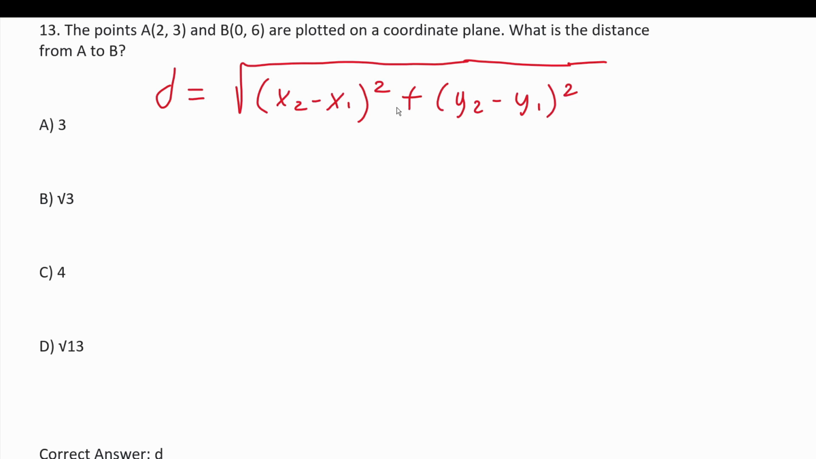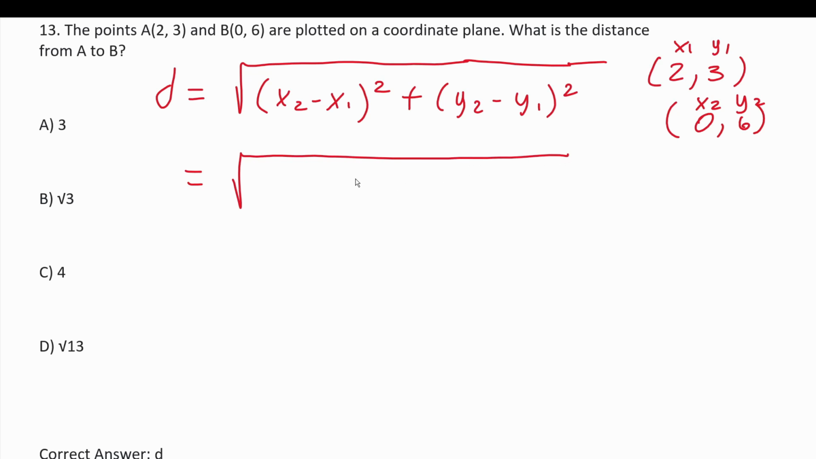Again, where do we get x2, x1, y2, and y1 from? Those are the values from our ordered pairs. We have this ordered pair (2, 3), and this ordered pair (0, 6). Call this one x1, y1, and this one x2, y2. Now all we have to do is plug those values in. We have x2, which is right here, 0 minus x1, which is 2, squared. Y2 is here, 6 minus y1, that's here, that's 3, squared.